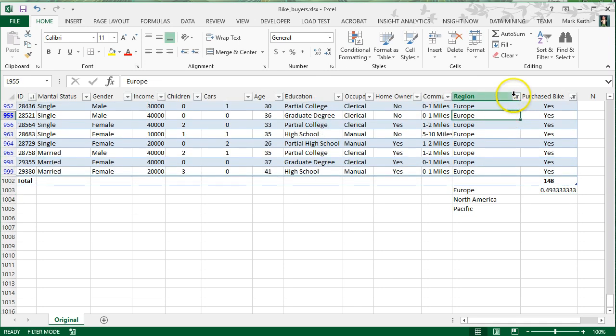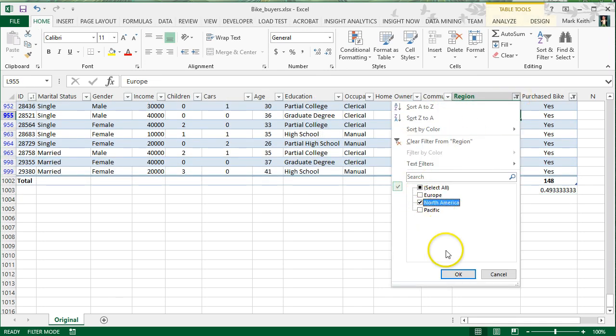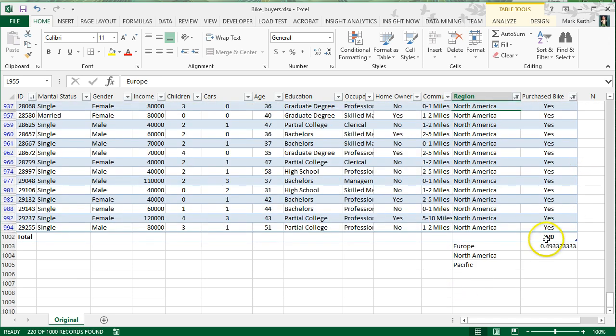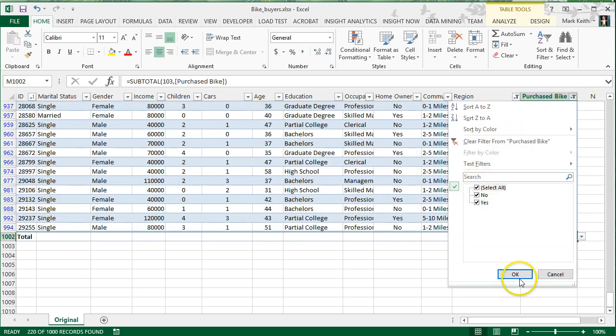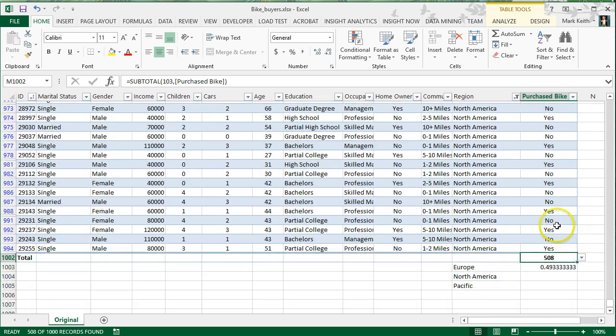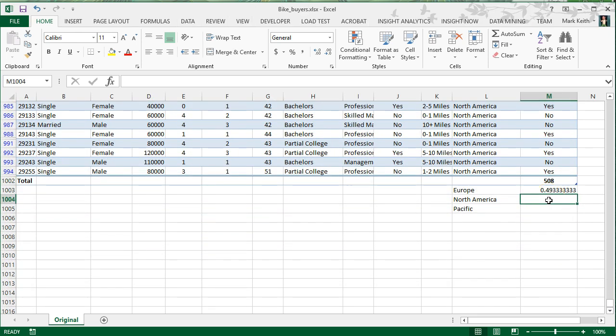Let's do the same thing now. Change Europe to North America. Okay, so North America has 220 yeses out of, let's find out, 508 total. So this is going to equal 220 yeses divided by 508. Look, we're not converting as well in North America.